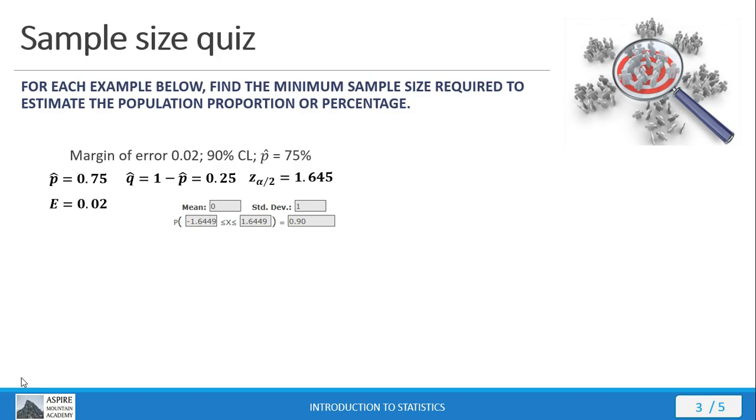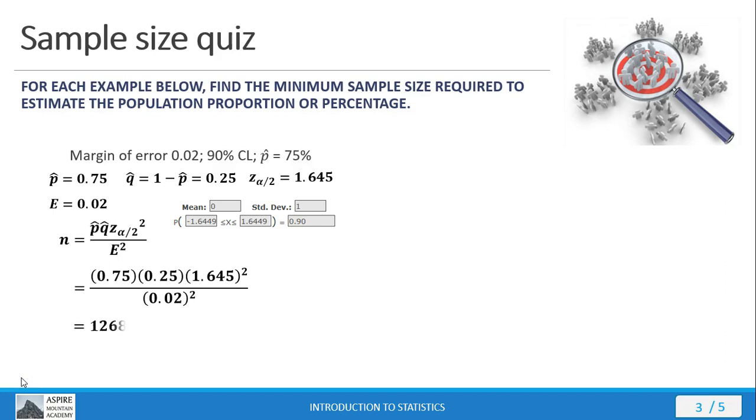Our margin of error is 0.02. And so now we've got everything we need to substitute into our equation. So we do that, substitute the values we know in, punch this out on the calculator, and out comes 1,268.45, which we round up to 1269. This then is our minimum sample size required for this example.